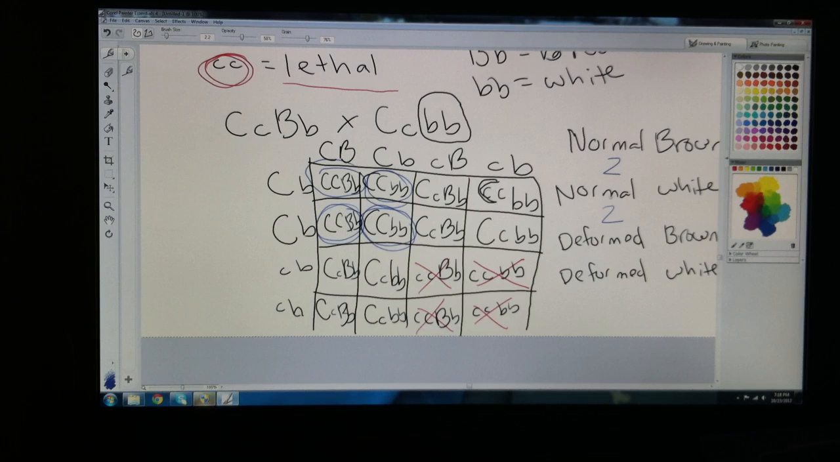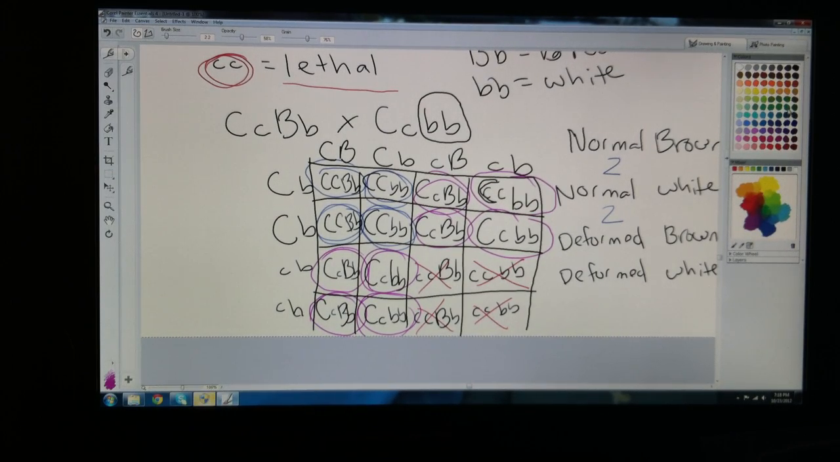Then I'm going to look at my offspring that have the deformed legs. And if I find those, there's my heterozygote. So here's one. Here's another one. Here's one. There's one. Like that. So out of these, now there are 8 offspring out of the 16 that have deformed legs. And in those 8, I need to see how many are brown fur and how many are white fur.